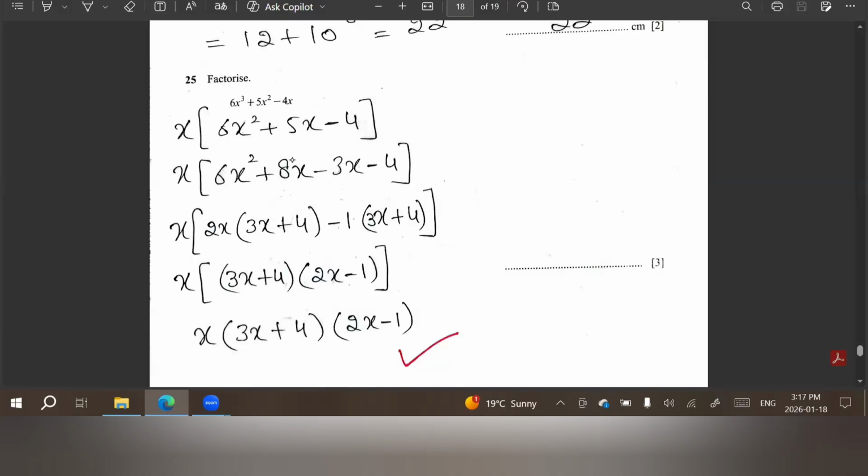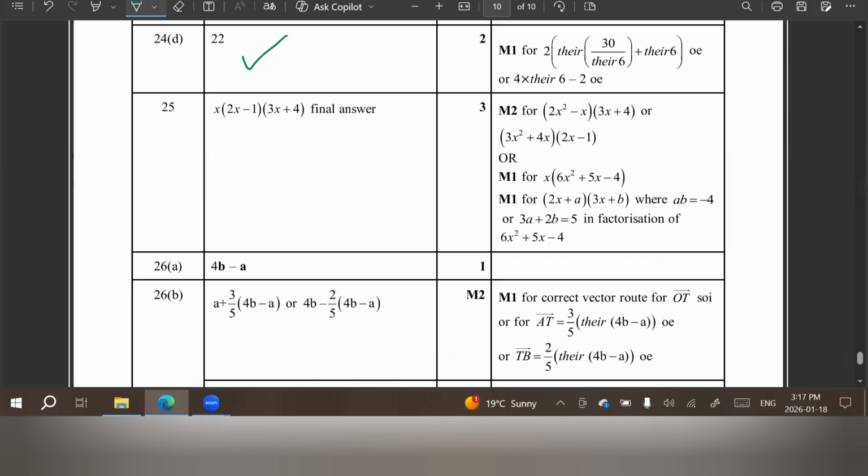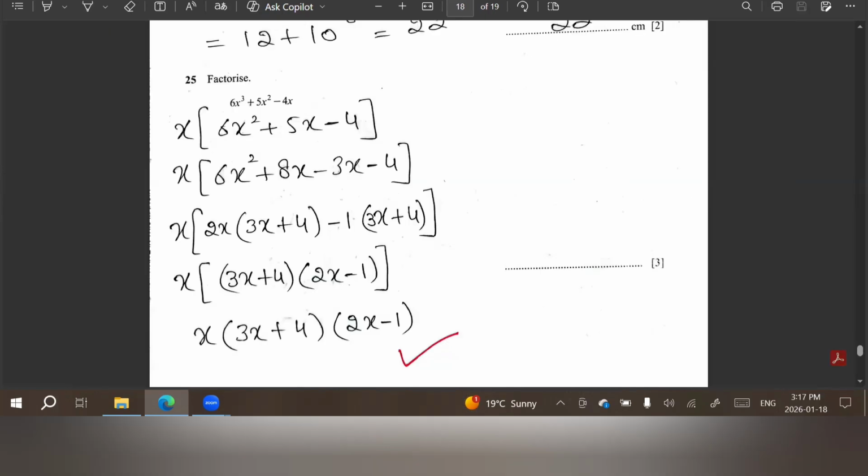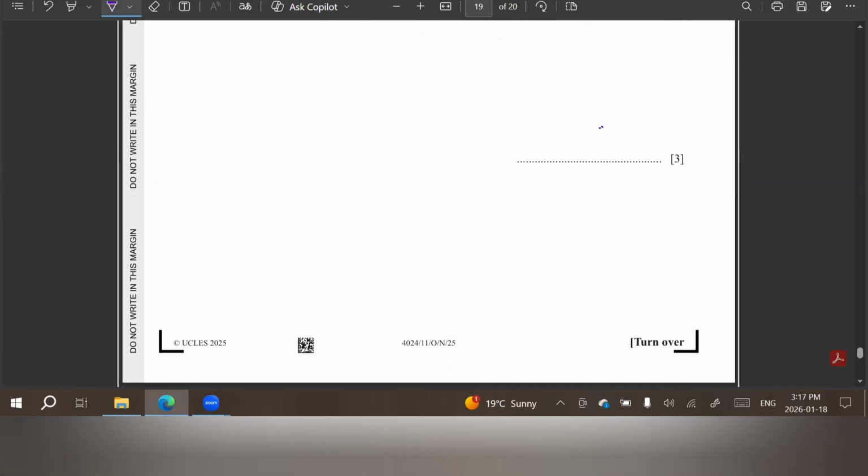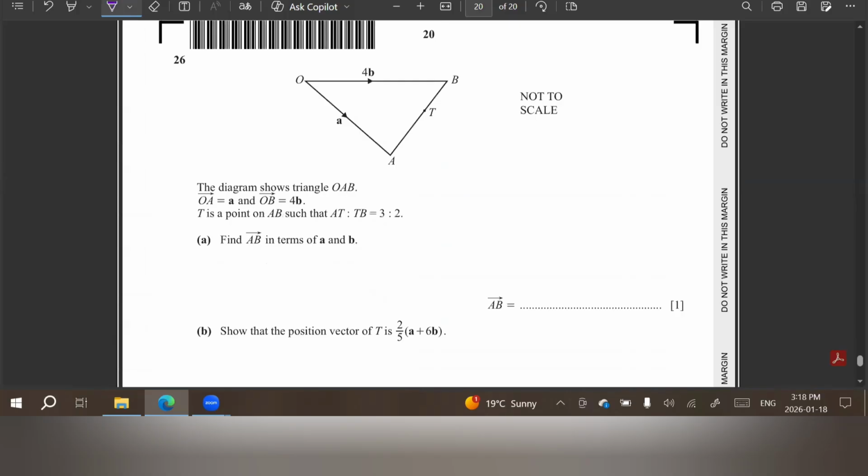So you can see this is the solution, and our solution is also the same. So let's go to the next question, which is question number 26. It says the diagram shows the triangle OAB where OA is equal to A and OB is 4B, and the point T is on the AB side such that AT ratio TB is 3 ratio 2. So if this is 3, this is 2 and the total parts are 5. Find the AB in terms of A, B.